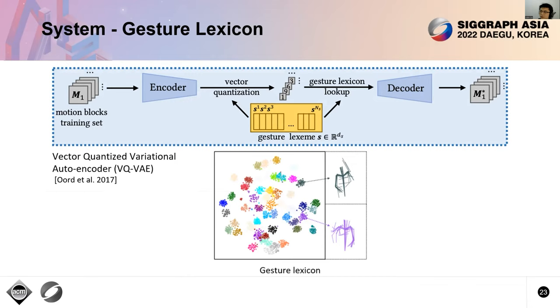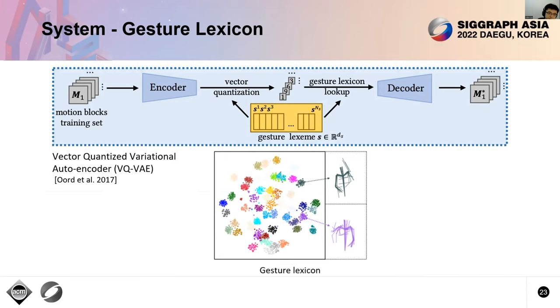So this VQ-VAE setting first quantizes the latent space. The latent space was a continuous space, and now we quantize it into a discrete set of latent codes. And we find that each latent code naturally corresponds to a cluster of motions, where the motions in each cluster are similar with small variations. So after training this VQ-VAE, the codebook becomes the gesture lexicon of this work.